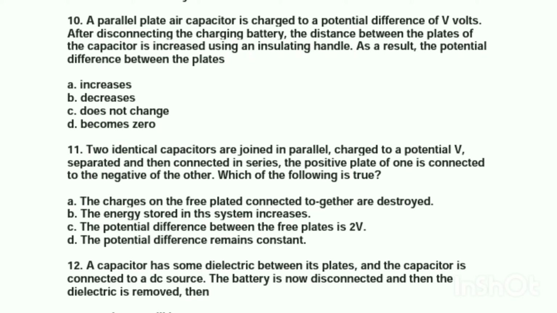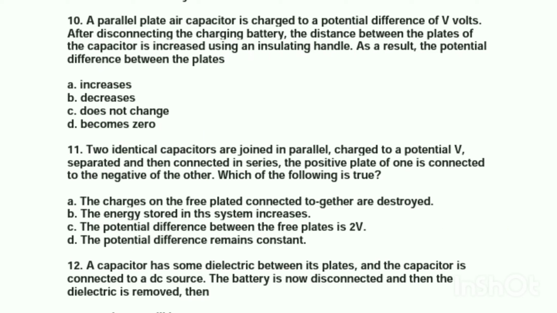Next, two identical capacitors are joined in parallel, charged to the same potential, separated, and then connected in series. The positive plate of one is connected to the negative of the other. Which of the following is true? The potential difference between the free plates is 2V. That is correct, C.